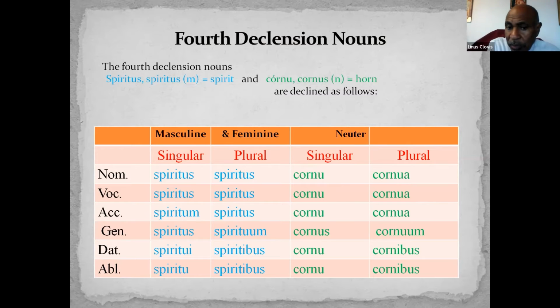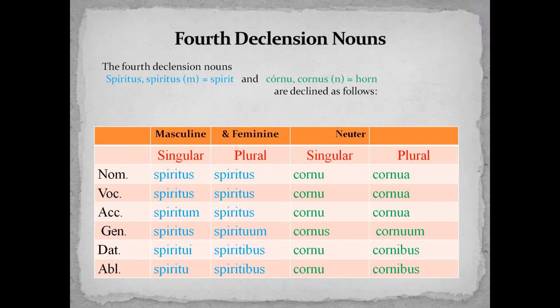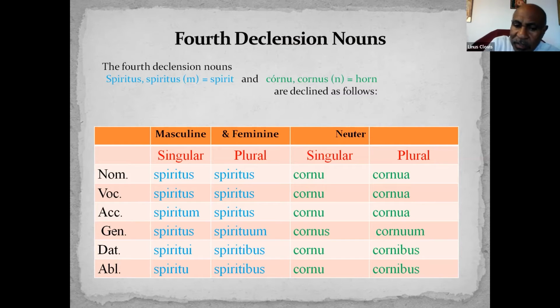And when we look at the plural, it's just going to be spiritus, spiritus, spiritus, spirituum. Don't forget, we always need to pronounce each vowel, okay? So it's spirituum, and then spiritibus.